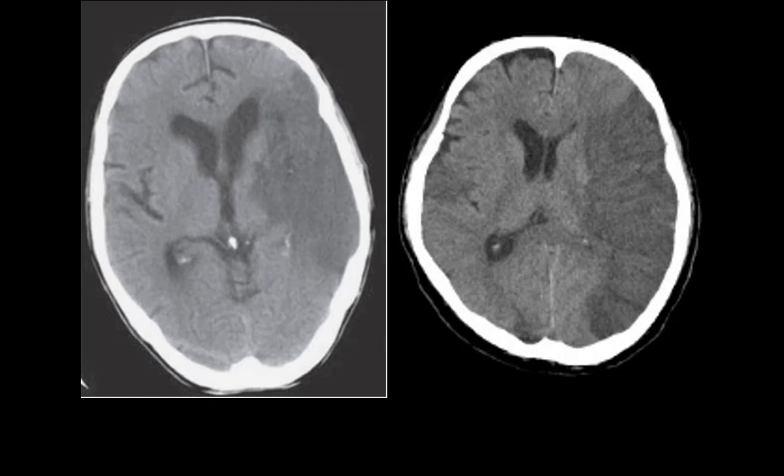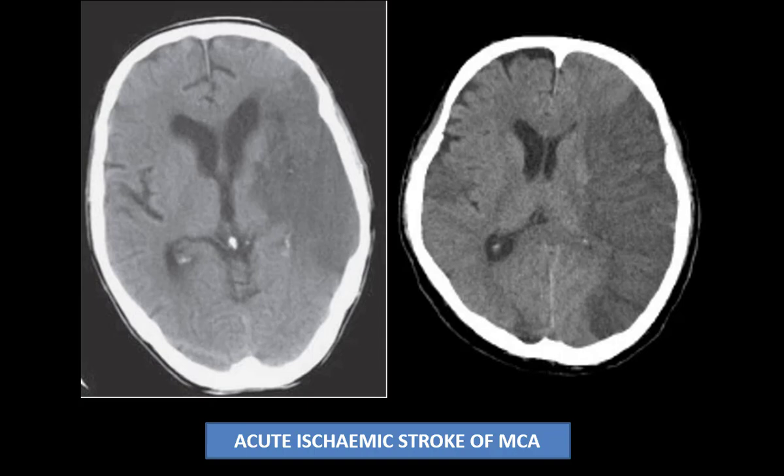What is this? This is a large ischemic stroke involving the left middle cerebral artery. And what is the treatment here? We do not thrombolyse this patient. Why? Because it is a contraindication, because it has involved more than 1/3 of the hemisphere.